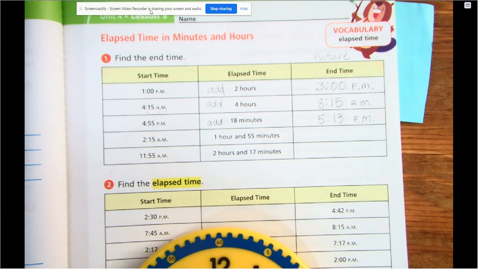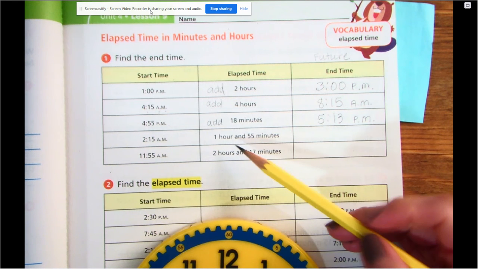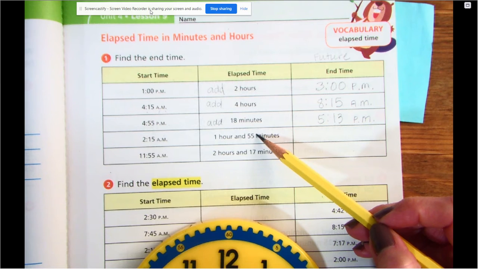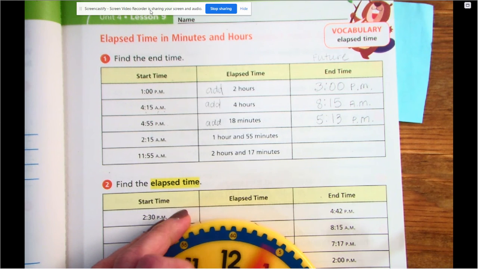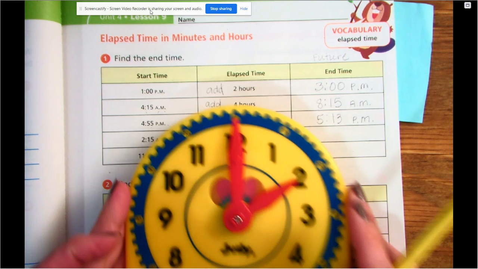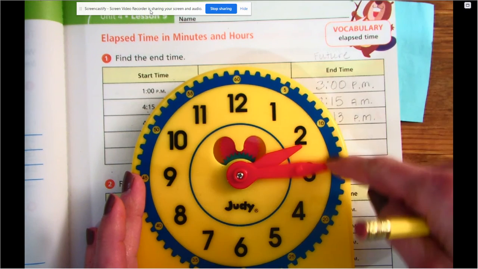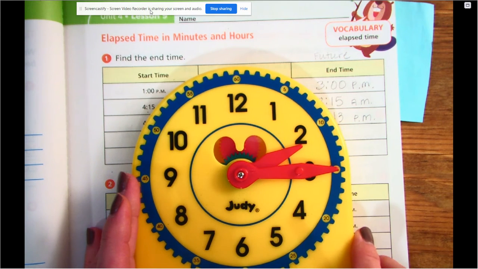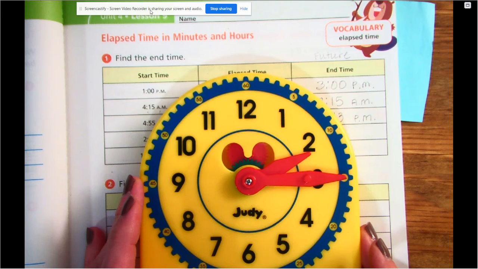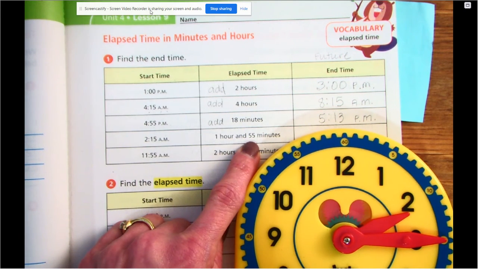Okay. Now, we're going to do a couple more. These, we're moving hours and minutes. So we have to really be thinking. We're going to add hours and minutes. If it's 2:15 a.m., here's my 2 o'clock. 15 minutes after, we also call that quarter after. There's 2:15, right? And it's a.m. That means it's early in the morning. Everybody's sleeping. We're going to add 1 hour and 55 more minutes.